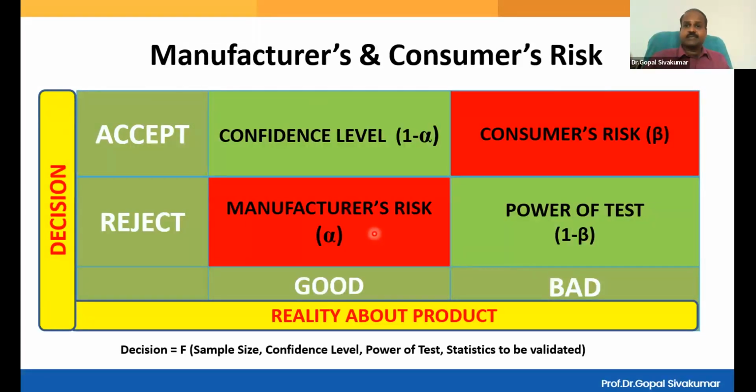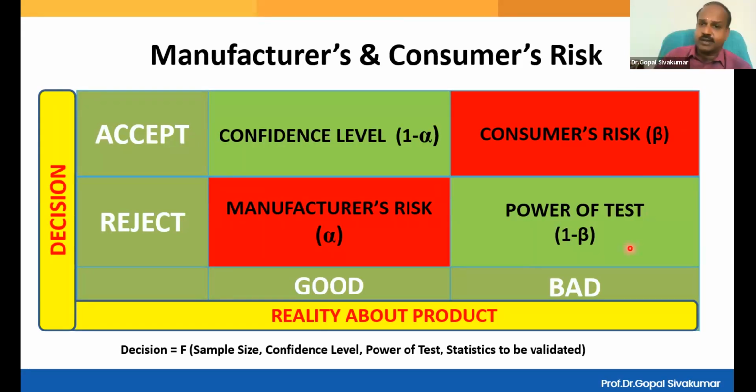And similarly, on the other side, consumer risk. If the consumer risk is 5%, what is consumer risk? Lot is bad, but you are still accepting it. Now, a bad lot is entering the market. You fix it as 5%. That means the remaining 95% of the time, a bad lot is correctly rejected. This is called power of the test.